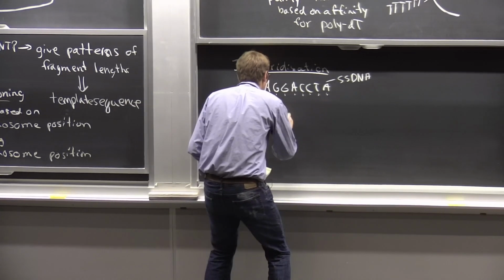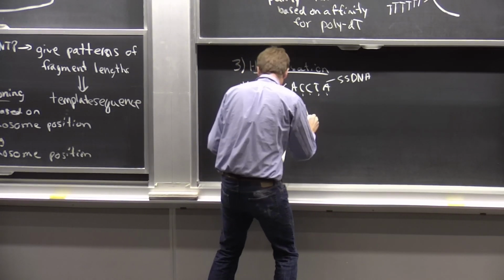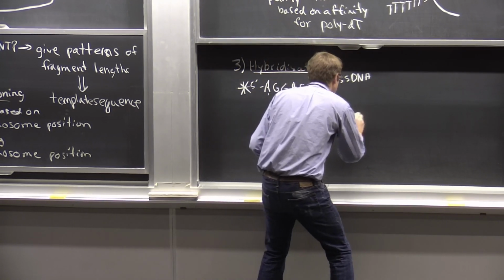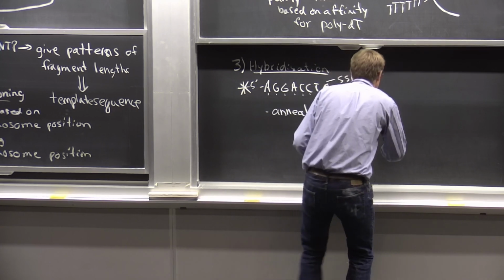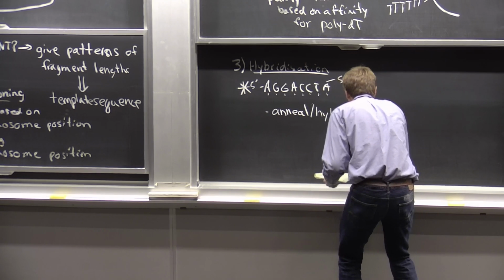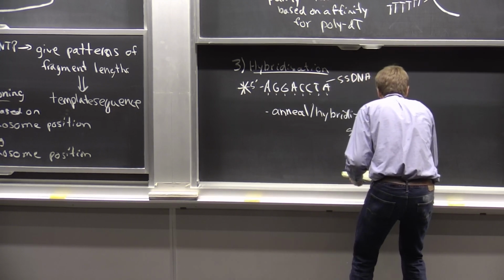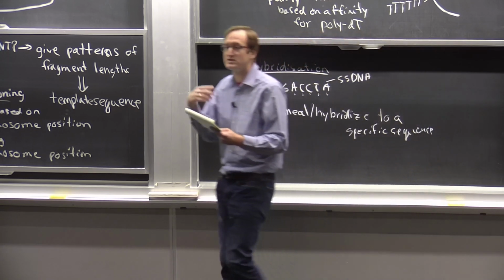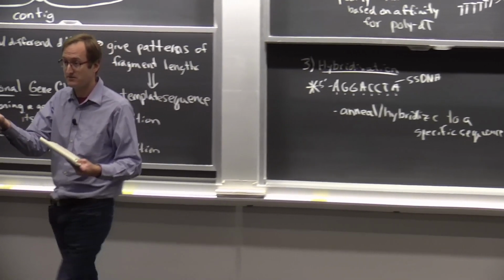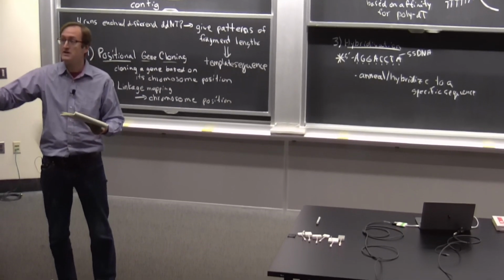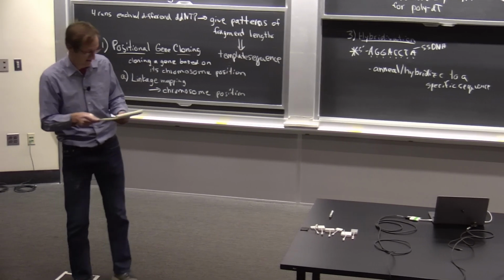So you're looking for things that anneal or hybridize to a particular specific sequence. You don't need to know the sequence a priori. You just need to have this physical piece of DNA, and you can use this single-stranded piece of DNA to then fish for similar sequences.